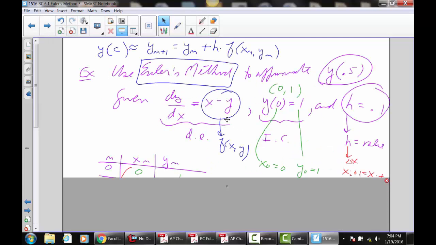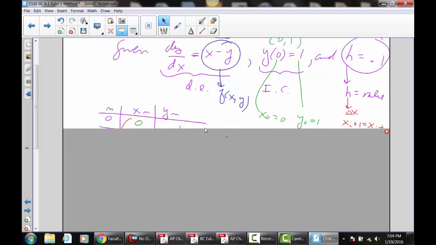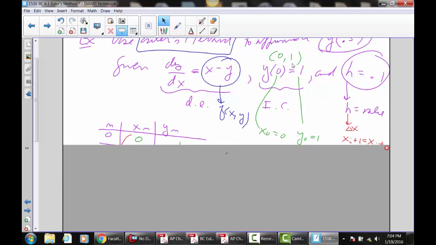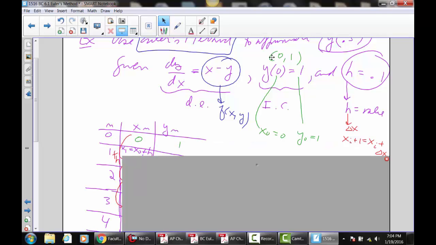So here's an example all worked out. Here's our differential equation, here's our initial condition, here's our h, and here's what we've been asked to find. Okay? So we have our initial condition, the point 0, 1, that's our x0, y0. So what we do is we make a table so we know which iteration we're at. At n equals 0, we have our initial condition, our point 0, 1. x0 is 0, y0 is 1.